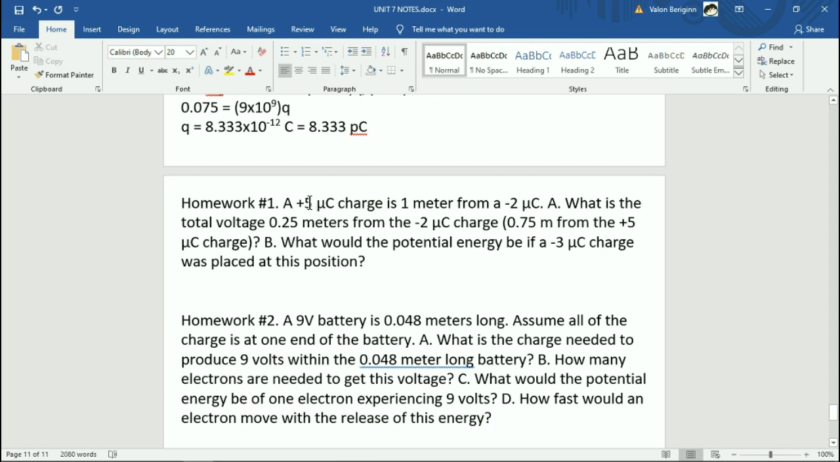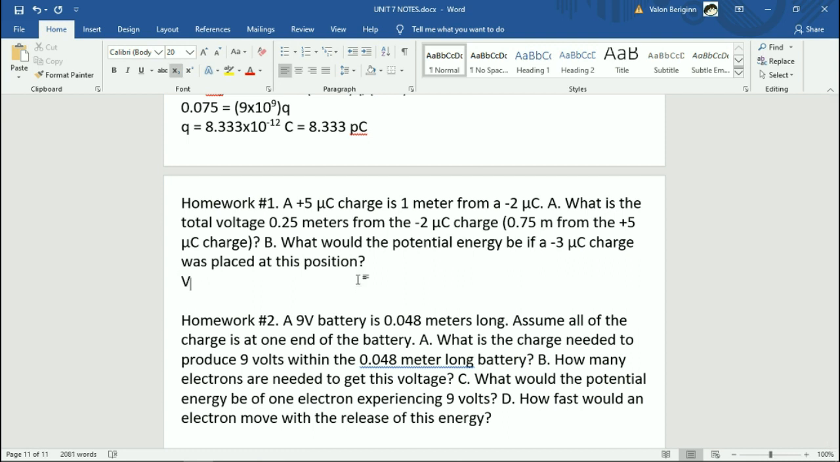Okay, so basically we have this charge, and then a meter away is this charge, and we want to know what is the point that is 3/4 of the way from this charge, basically. So, how do we do this? We find the voltage from each of those two charges first, and then put them together.